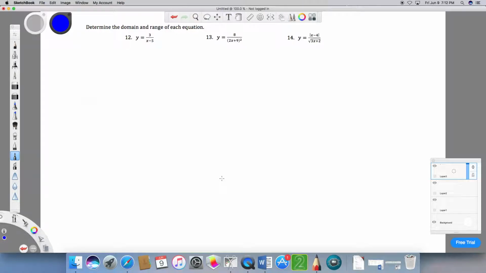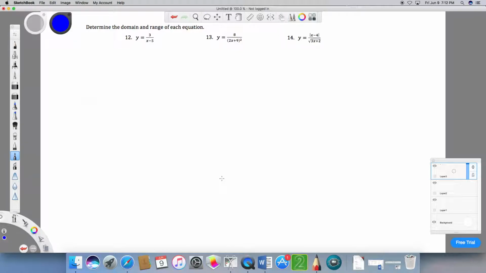Let's take a look at these three problems. We want to find the domain and the range for each one of these relations. The domain is always the set of all real numbers, excluding any values that cause division by zero, and excluding any values that cause us to take the square root or even root of a negative number.